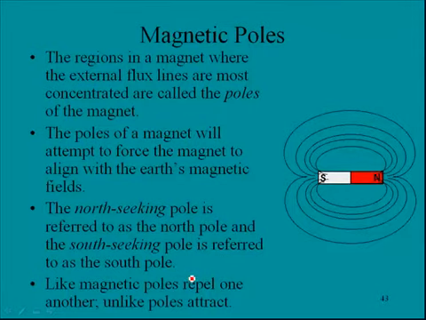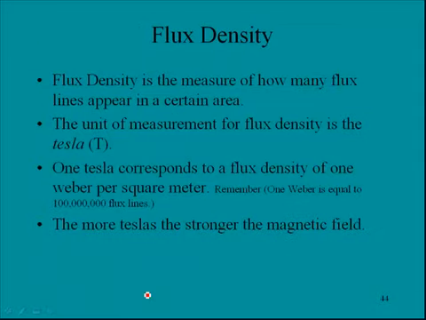Okay, so magnetic poles. Flux density. Flux density is the measure of how many flux lines appear in a certain area. The unit of measure for flux density is the Tesla, capital T. 1 Tesla corresponds to a flux density of 1 Weber per square meter. And remember, 1 Weber is equal to 100,000 flux lines, so a Tesla has to do with 100,000 flux lines per square meter if it's 1 Tesla. If it's more than 1, then we're going to have more Webers per square meter. The more Teslas, the stronger the magnetic field.